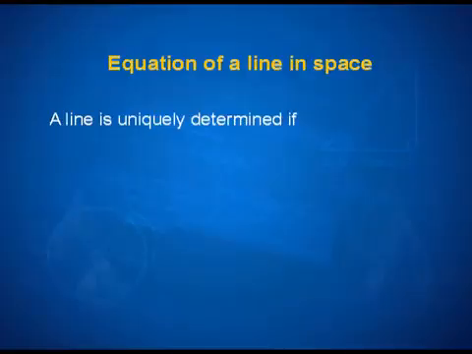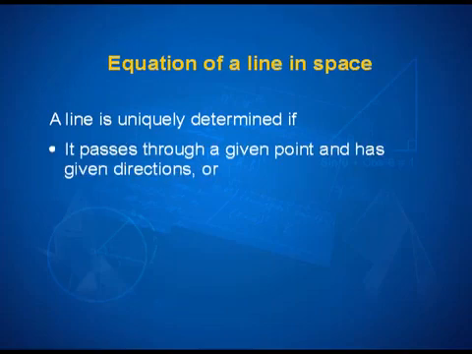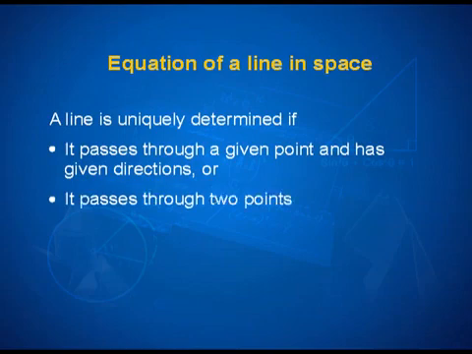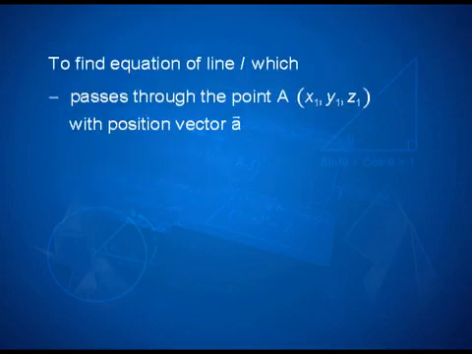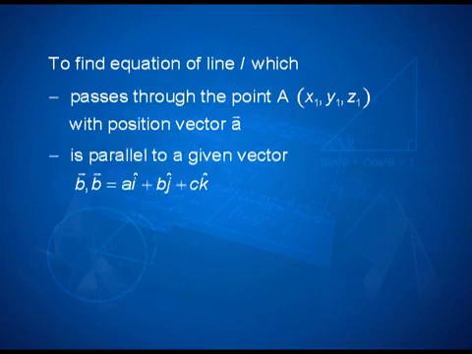So, a line is uniquely determined if it passes through a given point and has given direction, or it passes through 2 points. Starting with our first possibility, to find the equation of a line which passes through the point A with given coordinates, and also, in dual language, with position vector A. The second thing we are given is a vector to which the line is parallel. Let us take that as A i cap plus B j cap plus C k cap.